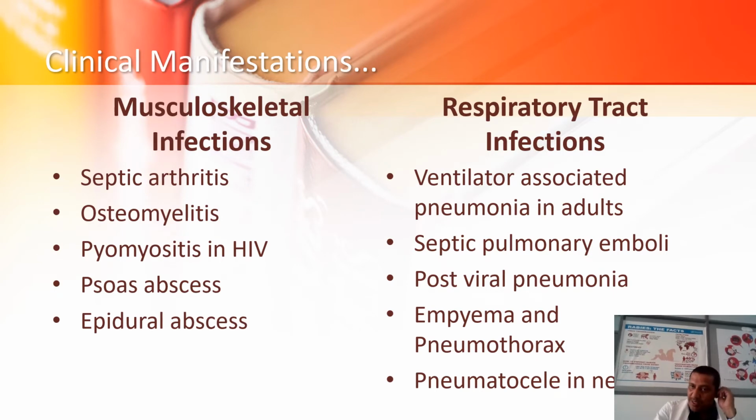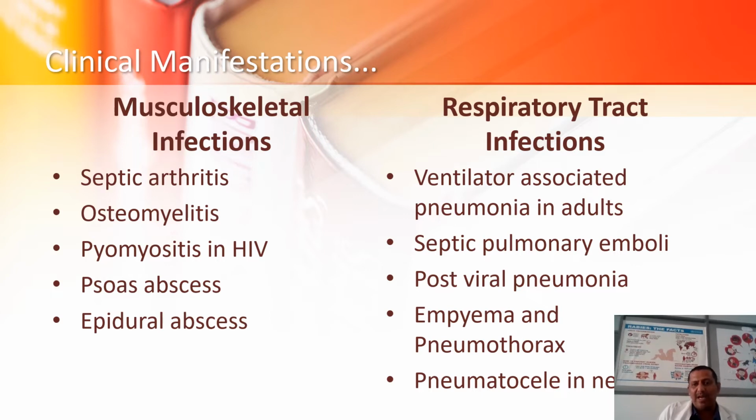Now coming to the musculoskeletal system. In the musculoskeletal system, it is a major cause of septic arthritis, usually after accidents or due to some invasive procedures in surgery. This can cause osteomyelitis. Then it can cause formation of abscess in the muscles, which is called pyomyositis. It can cause psoas abscess, epidural abscess.